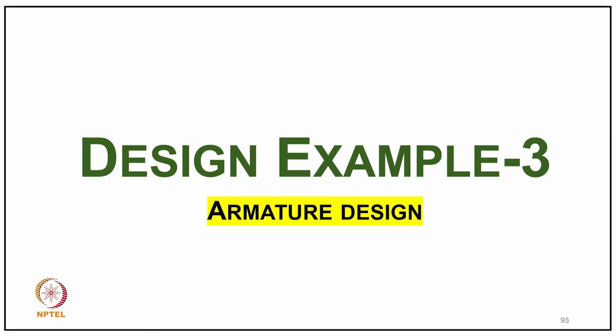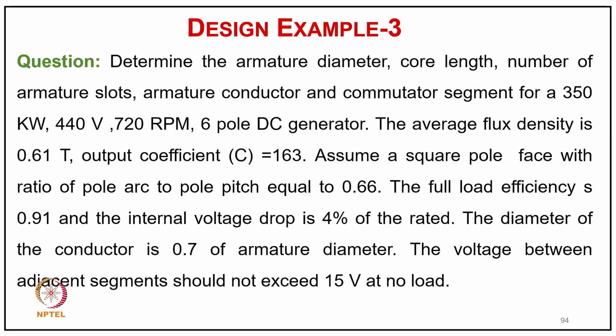Now coming to design example 3 for the armature design. The question: determine the armature diameter, core length, number of armature slots, armature conductors and commutator segments for a 350 kilowatt, 440 volt, 720 RPM, 6 pole DC generator. The average flux density is 0.161 Tesla. Output coefficient is 163. Assume a square pole face with the ratio of pole arc to pole pitch equal to 0.66, the full load efficiency is 0.91, the internal drop is 4% of the radius, and the diameter of the commutator is 0.7 of the armature diameter. The voltage between adjacent segments will not exceed 15 volt at no load.